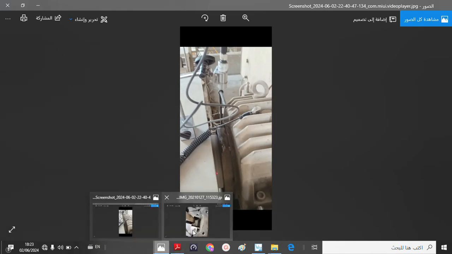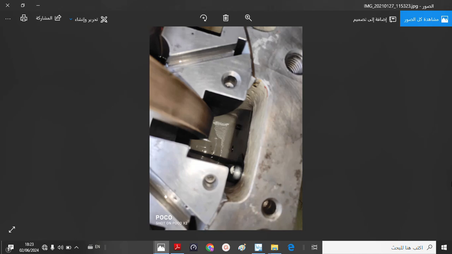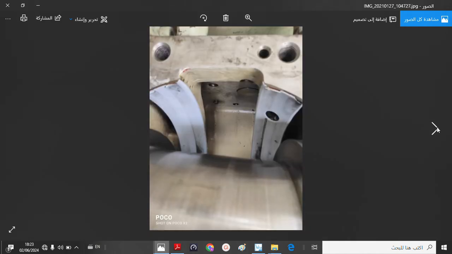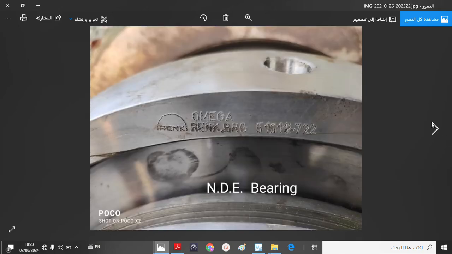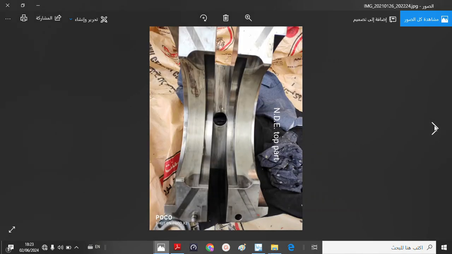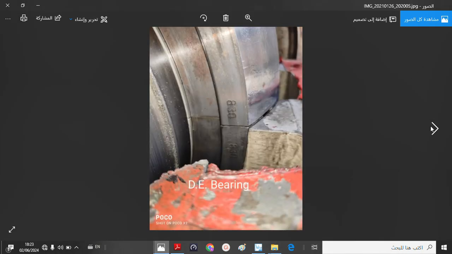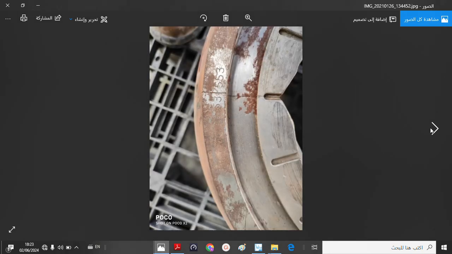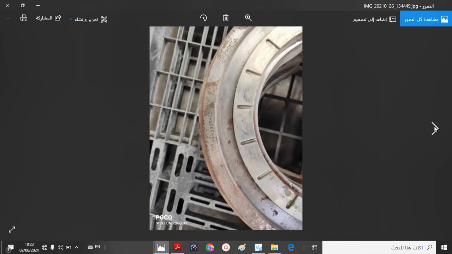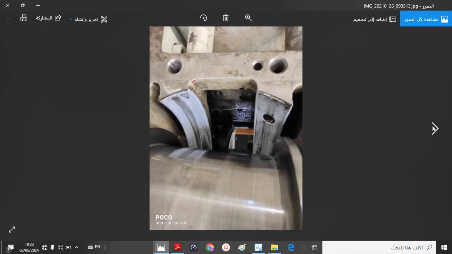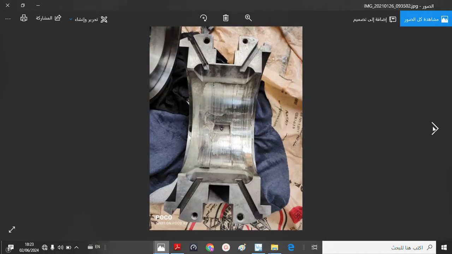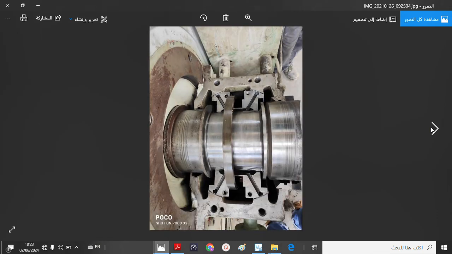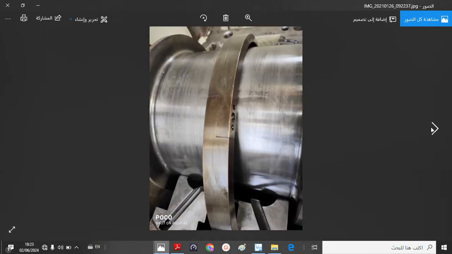And here I will show you the cross section of this bearing. This is from another motor and another bearing, but I want to show you the internal section of this bearing to understand how it is working, where we have a forced oil system for these bearings.